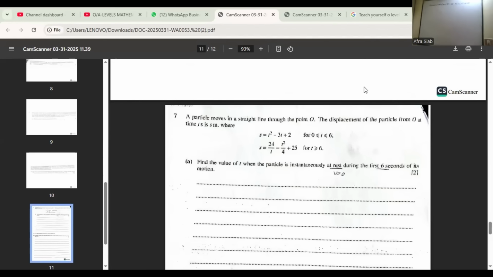Part A. Find the value of t when the particle is instantaneously at rest during the first 6 seconds of the motion. So, question number 7: s = t² − 3t + 2 when t lies between 0 and 6 seconds, and s = 24/t − t²/4 + 25 when t is greater than or equal to 6 seconds. And you are finding the value of t when it is at rest.